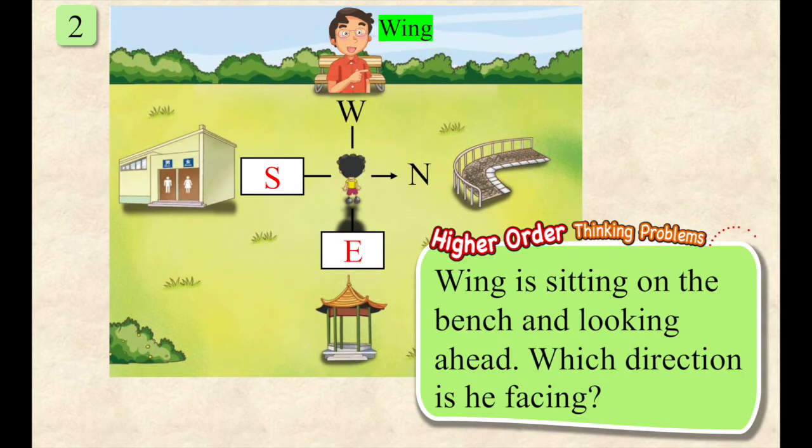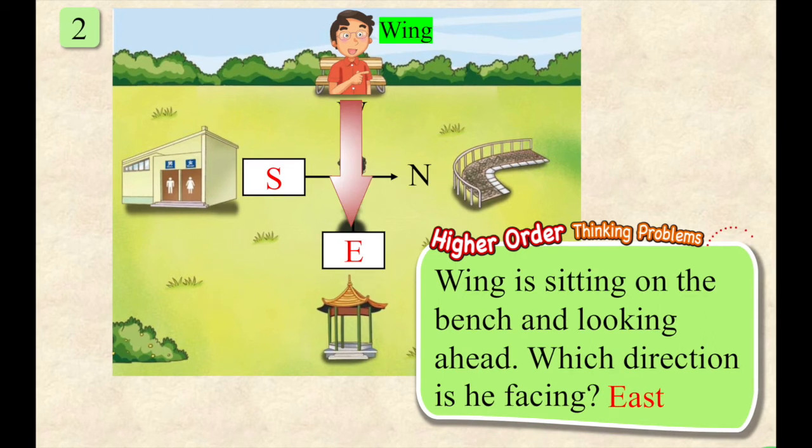Okay, let's look at the higher order thinking problems. So now you see Wing is sitting on a bench and looking ahead. So which direction is he facing? Wing is sitting on the west and looking ahead. So basically you need to know that the opposite side of the west is the direction that Wing is looking at, which is the east. So Wing is facing the east.